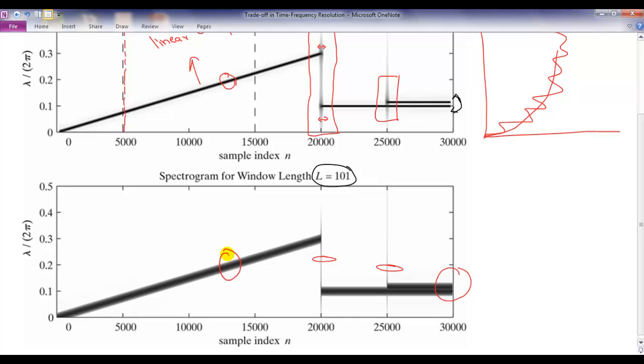We'll end here, and then we'll try to finish it off by discussing computation of the short-time Fourier transform using DFT.